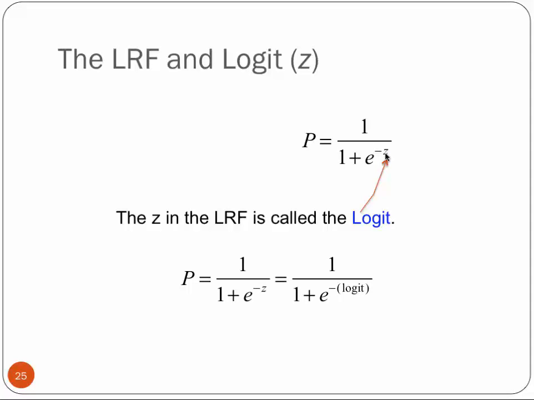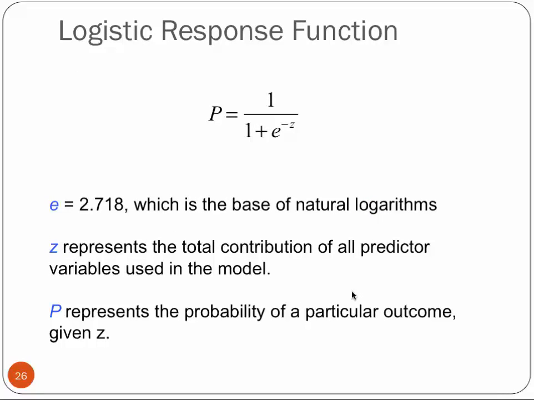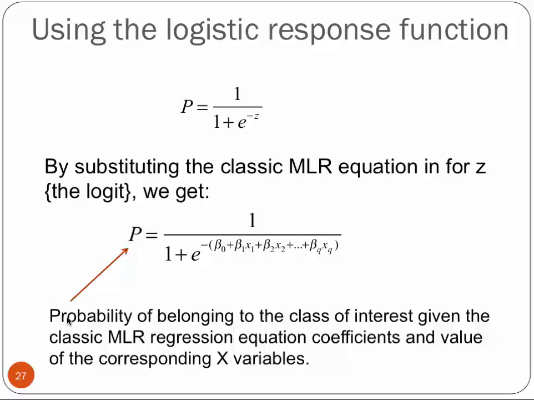This little z here is sometimes referred to as the logit, and so you can take the z and replace it with the word logit and it still would be correct. The e is 2.718, which is the base of natural logarithms, and z represents the total contribution of all predictor variables used in the model. So in a sense, we need to be able to solve for z, and z is the sum total of all the contributions that all the predictors will make for a model. And then p represents the probability of a particular outcome, given that we have z.